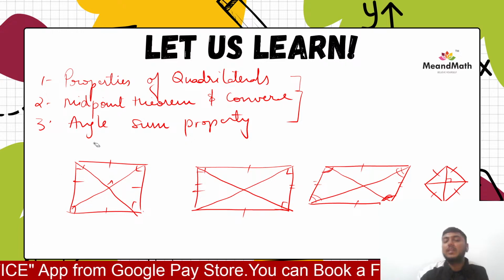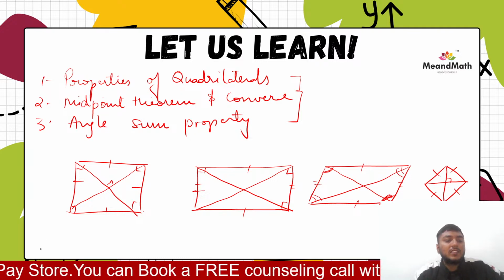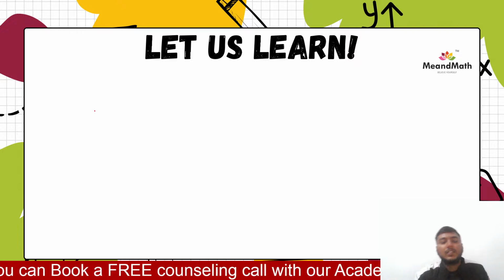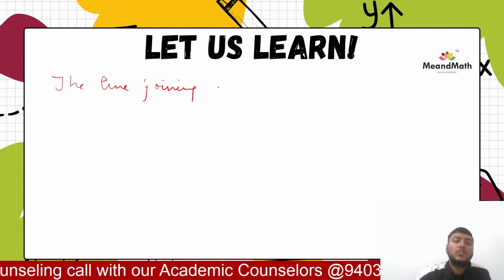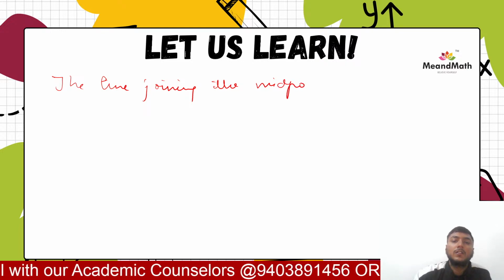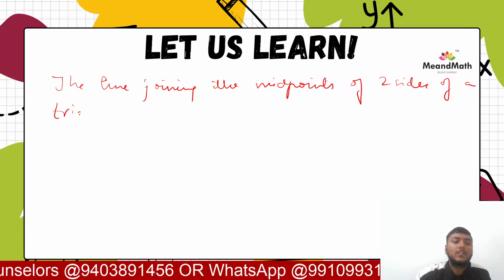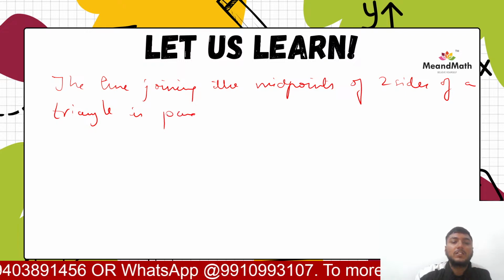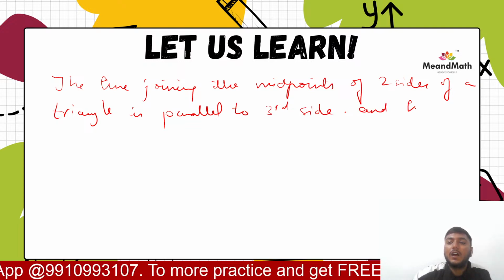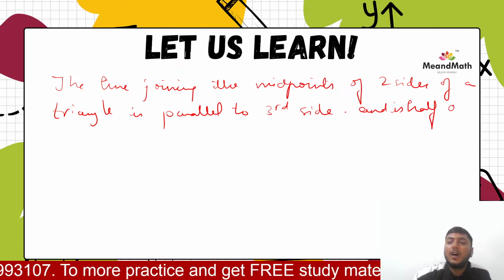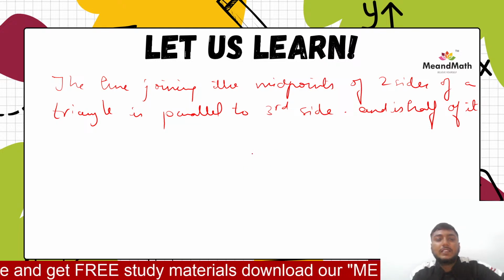And then we can move on to the next thing, that is the midpoint theorem. So what does the midpoint theorem say? The midpoint theorem says that the line joining the midpoints of two sides of a triangle is parallel to the third side, and is half of it, right? So this is the midpoint theorem.